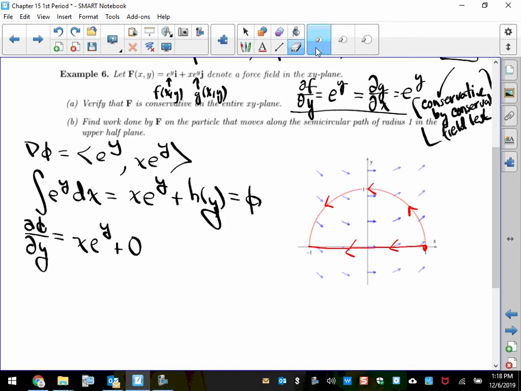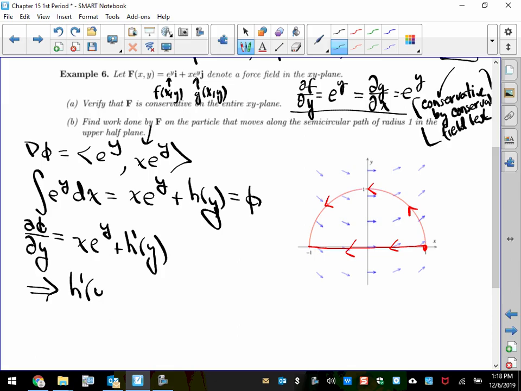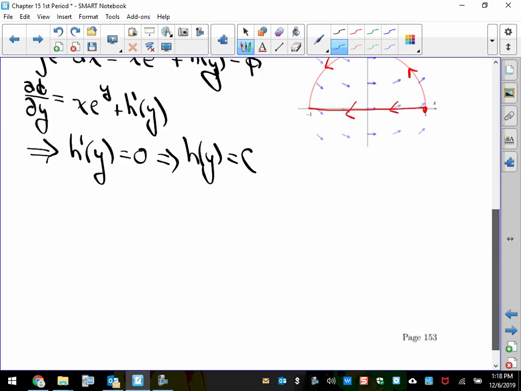And so its partial derivative is just going to be h prime of y. And we want to compare that to this. And this implies that h prime of y is 0, which just implies that h of y is just a constant. So now we have phi. Phi is nothing more than just x e to the y.